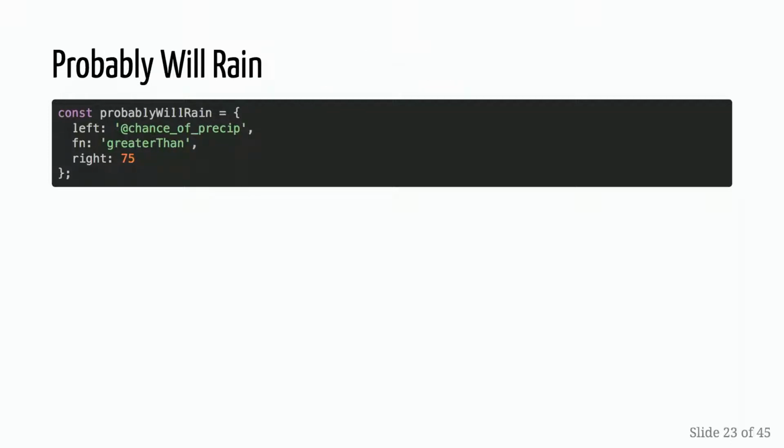Probably will rain. This is going to be our third piece of our example. So our left is chance of precip. Remember, this wasn't nested, so it's not in that temperature object. Function is greater than, right is 75. So greater than 75% chance of it's going to rain.